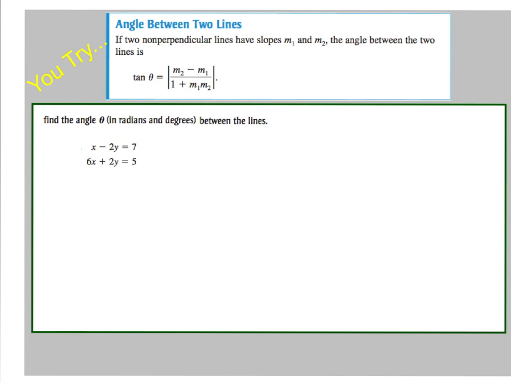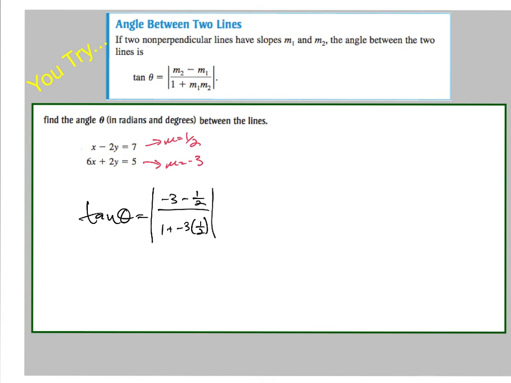I want you to find the angle between the lines in radians and degrees of these two. Julian's going to help me. What's my slope of my first one? 1/2. And what's my slope of my next one? Negative 3. And so now we end up having tangent theta is equal to negative 3 minus 1/2, and then on the bottom, 1 plus negative 3 times 1/2.